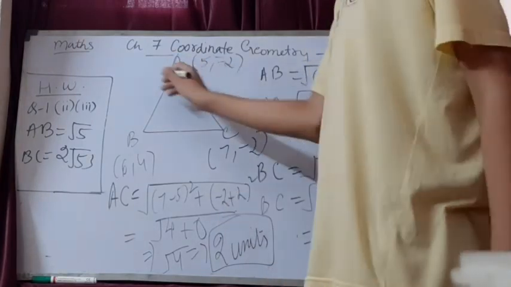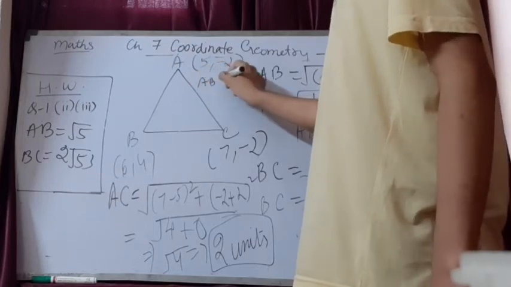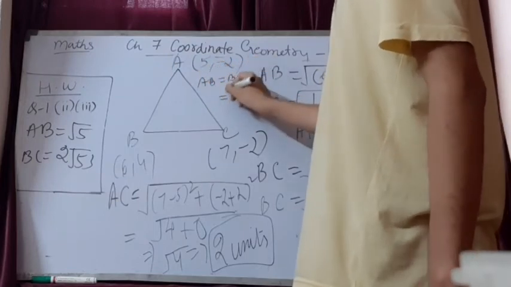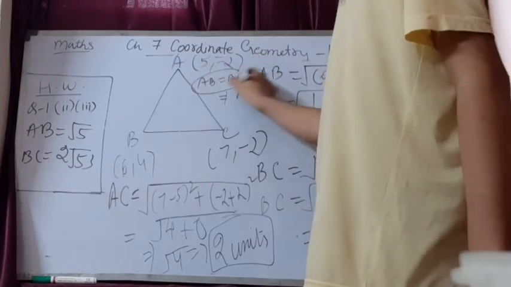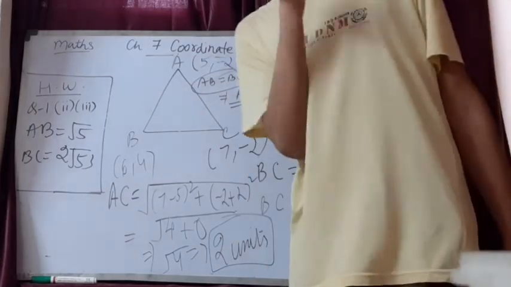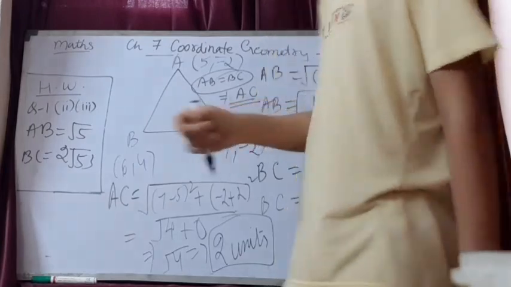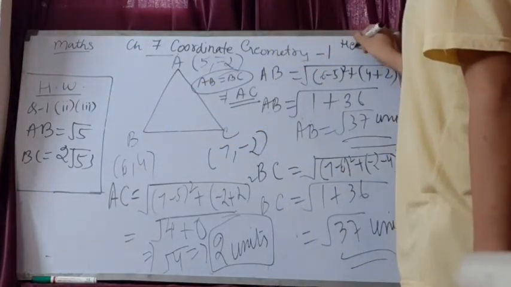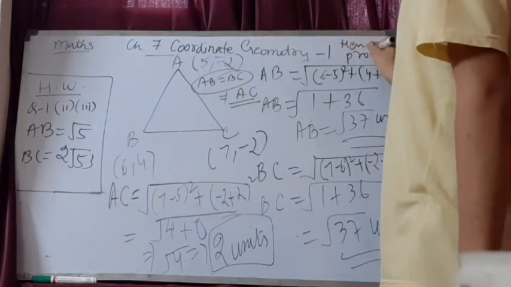So we are able to see that AB is equal to BC but is not equal to AC. It means two sides are equal, one side is unequal. It means this is an isosceles triangle. So you have to write hence proved at the end.